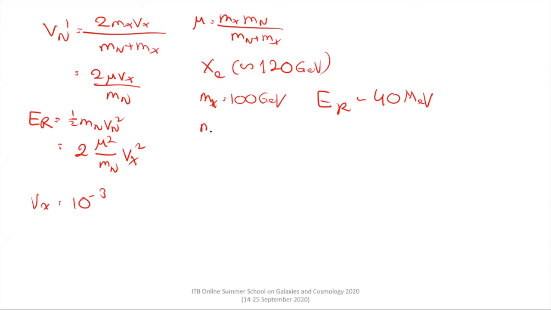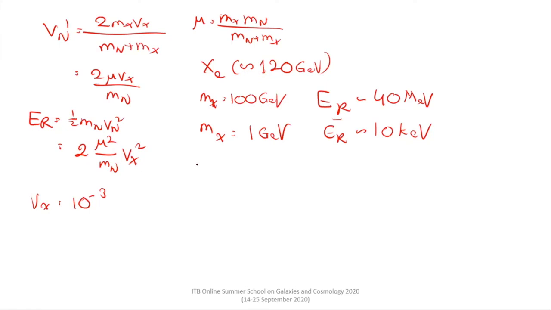Another comment: if m_χ equals 1 GeV, for example, I'll get a recoil energy of 10 keV. So that's almost three orders of magnitude lower than this recoil energy. And if you try to detect a particle with lower energy, usually there is more background. You'll see in most direct detection plots, there is a minimum. They have a threshold, meaning that there is a minimum value of the lightest dark matter mass that they can probe. They cannot go lower than that.